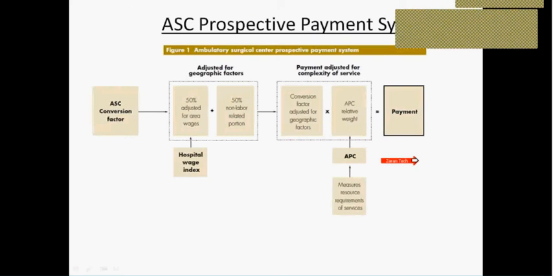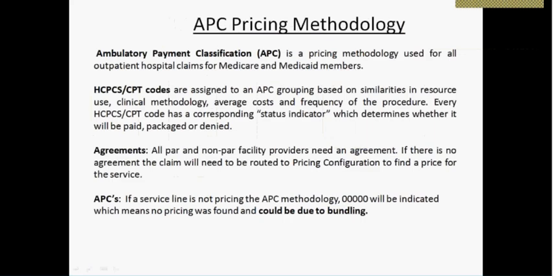If you look here, regarding the agreements we are talking about, all par and non-par facility providers need an agreement, meaning all those participating in a network, and those who are non-participating also still need an agreement. If there is no agreement, the claim will need to be routed to the pricing configuration to find a price for the service. So that means to determine the right prices, it has to have an agreement. For APCs, if a service line is not priced using the APC methodology, zeros will be indicated. This is one of the business rules that we will be working on when we are putting together some rules that govern the billing logic.